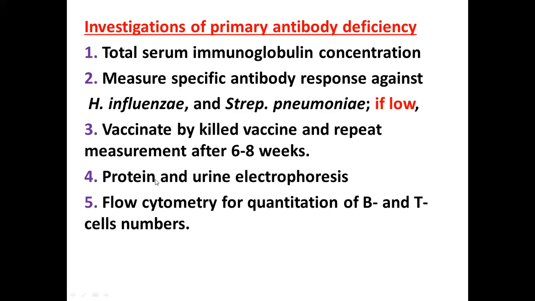You can do protein and urine electrophoresis to see whether the patient secretes or expels some of this immunoglobulin or protein through the kidney due to certain defective conditions. Flow cytometry to quantitate B cell and T cell numbers and their subtypes.